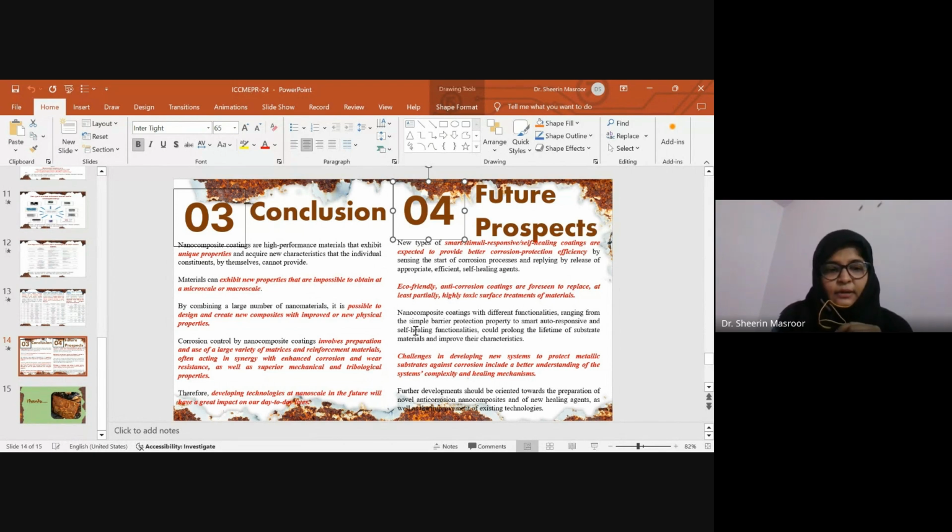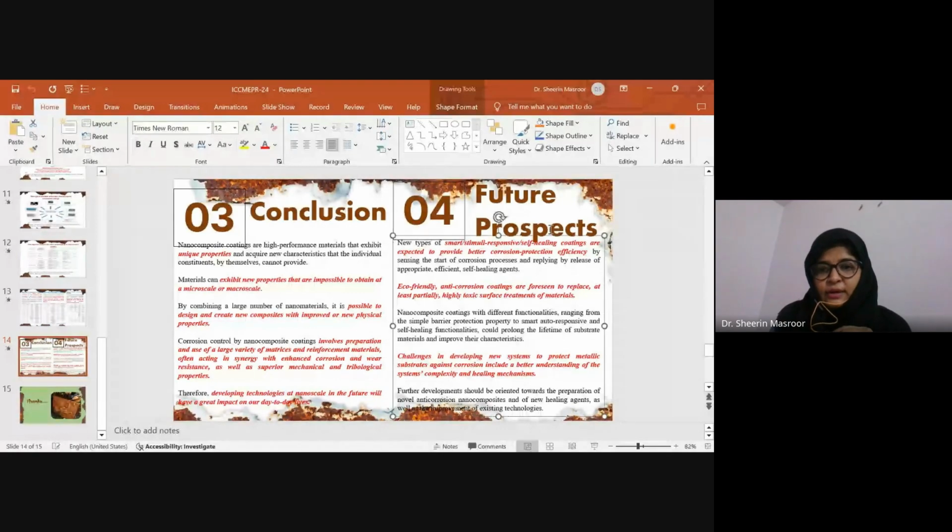By combining a large number of nanomaterials, it is possible to design and create a new composite with improved or new physical properties. And corrosion control by nanocomposite coating involves the preparation and the use of a large variety of matrices and reinforced materials, which often act in synergy with enhanced corrosion and wear properties, and superior mechanical and tribological properties. So developing coatings incorporating nanotechnology will be a great future, and will have a great impact over our day-to-day life.